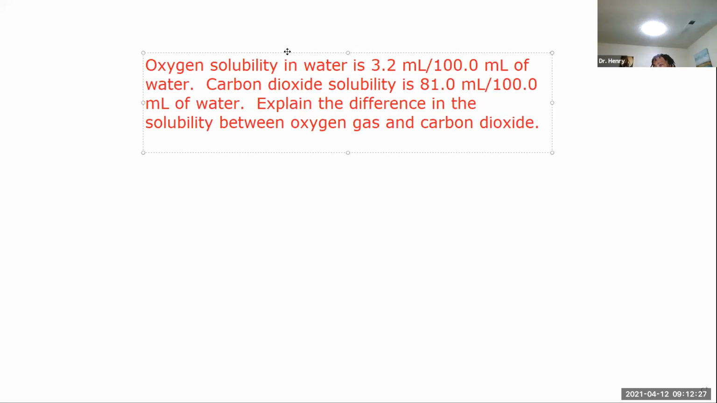Forces. I love it. That's correct. It's forces, but give me a little more to it than that. Which forces are going to be involved? If we look at water, or oxygen.